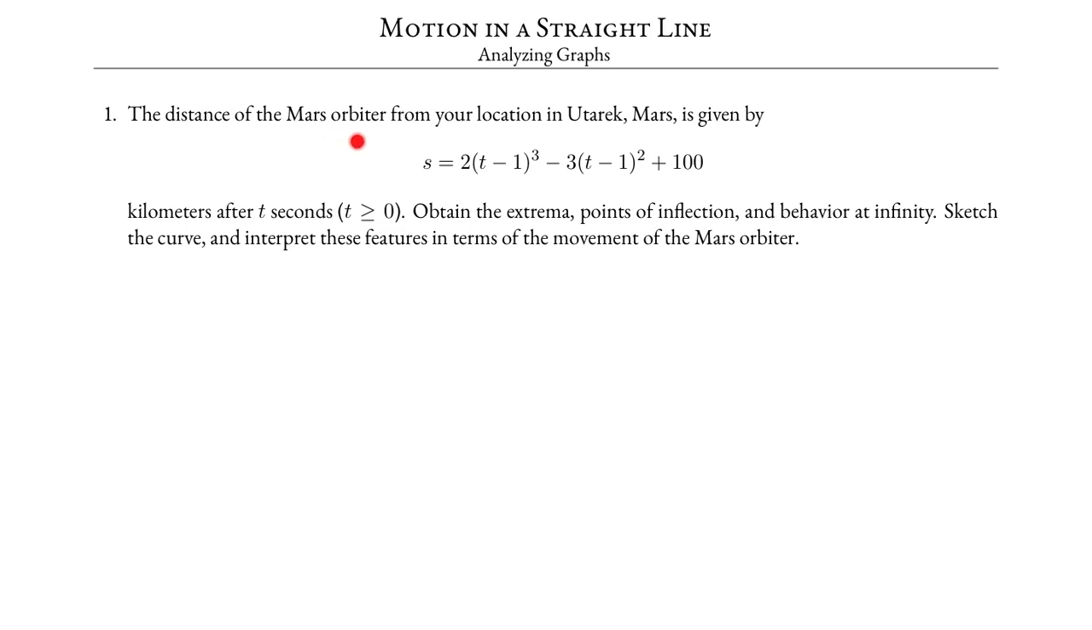The distance of a Mars orbiter from your location in U-direct Mars is given by s equals 2 times the quantity t minus 1 cubed, minus 3 times the quantity t minus 1 squared, plus 100 kilometers after t seconds, where t is non-negative, greater than or equal to 0. Obtain the extrema, points of inflection, and behavior at infinity. Sketch the curve and interpret these features in terms of the movement of the Mars orbiter.